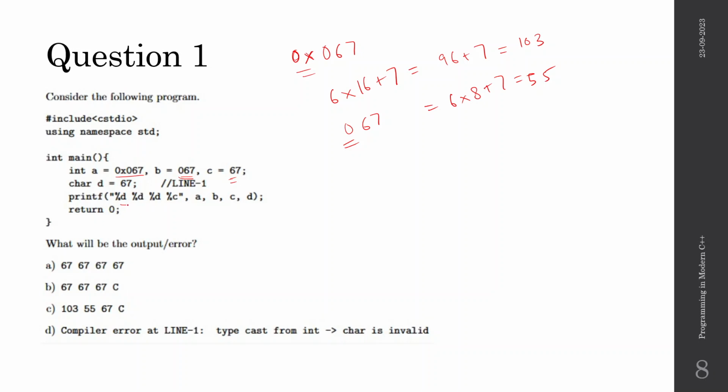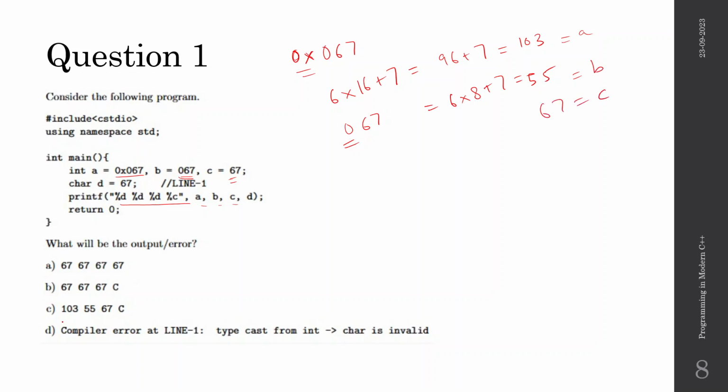Next, we come to this format specifier. So in the format specifier, we have three percentage D's and one percentage C. So percentage D means that whatever argument is given, you interpret it as an integer and you print it like a normal integer. So A, B, C, they are these values. So A is 103, B is 55, and C is 67.